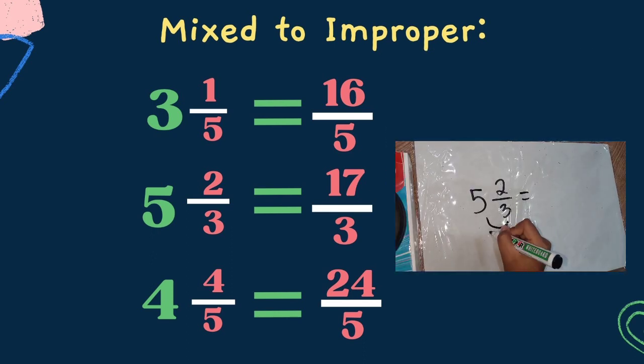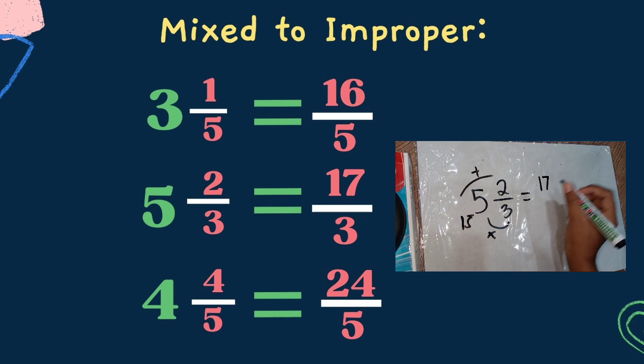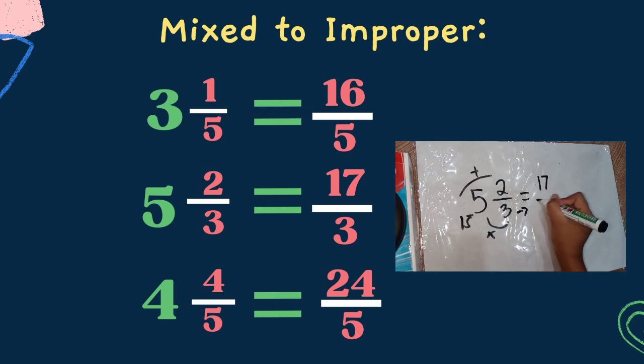For the second one, we have 5 and 2/3. Let's just multiply 3 by 5. We have 15 plus 2 is equal to 17. And just copy the denominator, which is 3, and we have 17/3.